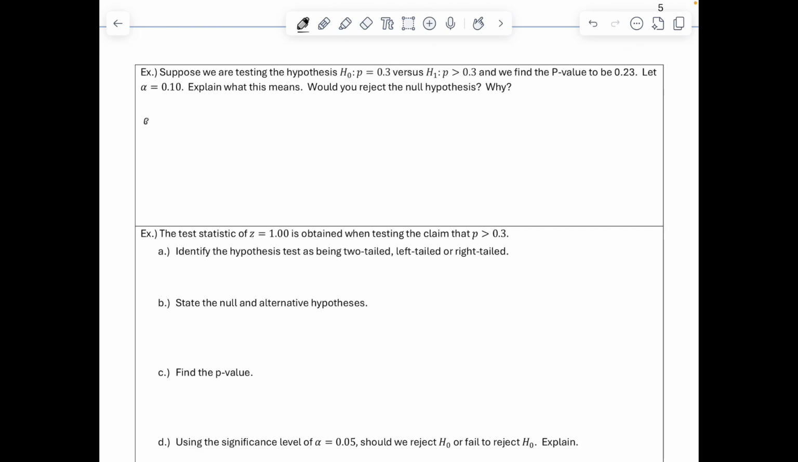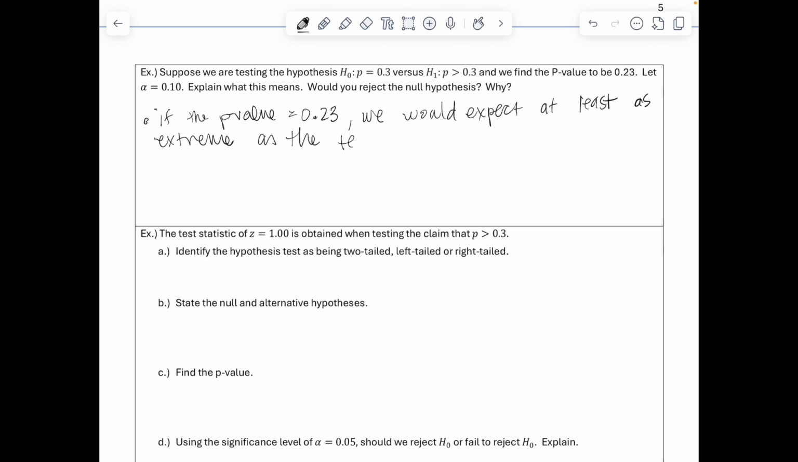First thing is that if the p-value is equal to 0.23, we would expect at least as extreme as the test statistic in about 23% of the samples, if the null is true. So if the null is true.